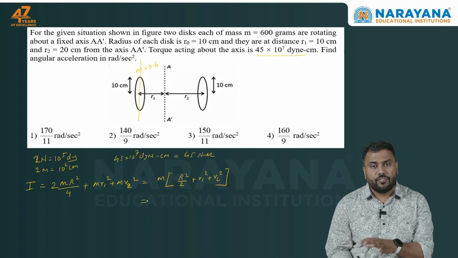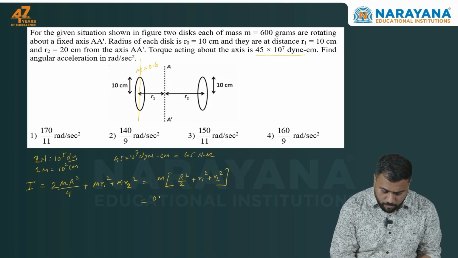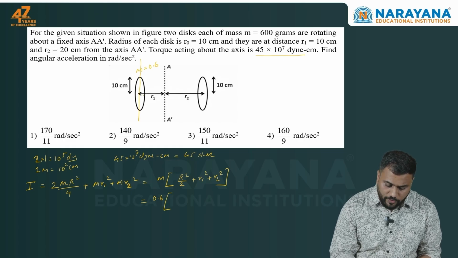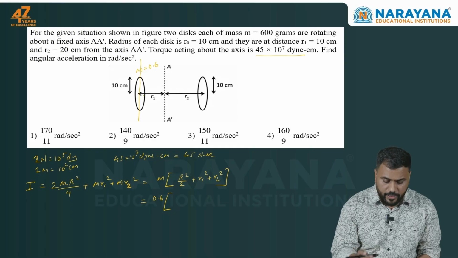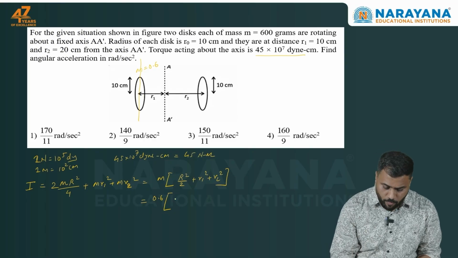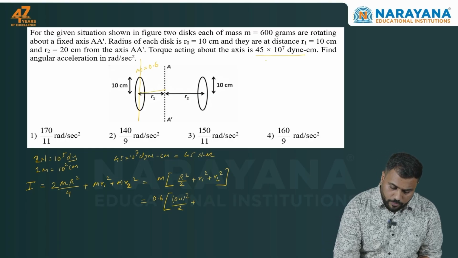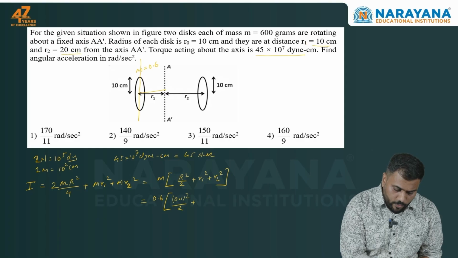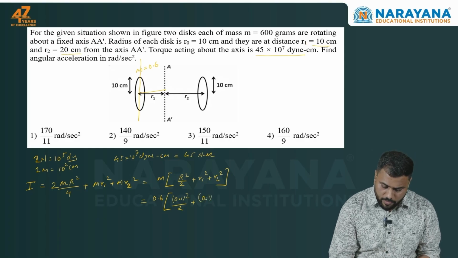Now if I put in all the available values, mass is 0.6 kg, r is the radius of the disc which I am going to put in SI units, so 10 centimeter is 0.1, so this is 0.1 square by 2. r1 and r2 are given in the question as 10 centimeter and 20 centimeter. So this is again 0.1 square and this is 0.2 square.